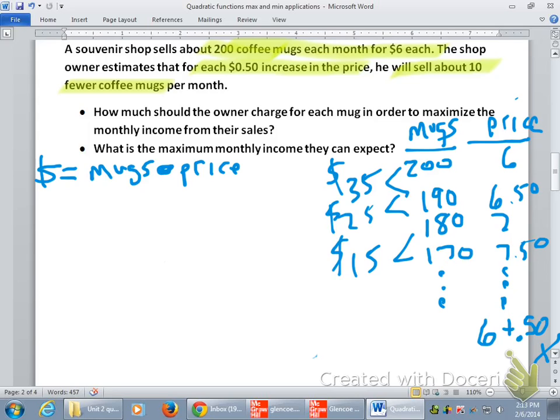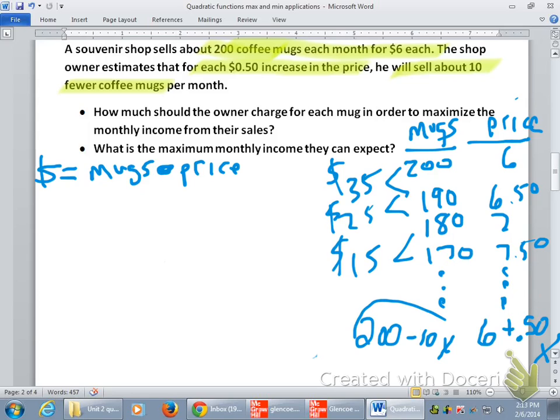Now keep that in mind as we talk about the mugs. Where did the mugs start off? 200. But what's happening to them? They go down 10. How often? X every single time. So every single time that this X right here goes up 50 cents, it makes this X go down 10 customers, doesn't it? So if he goes up 2 sets of 50 cents, then he loses 2 sets of customers. If it goes up 3 sets of 50 cents, he loses 3 sets of customers, right? All right, so that's what we've got to look at.